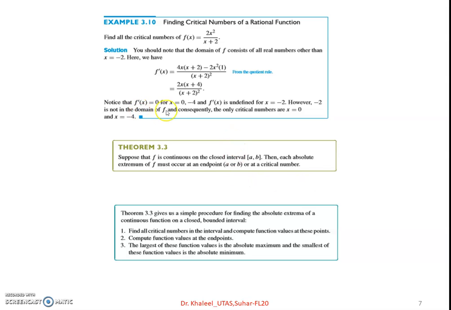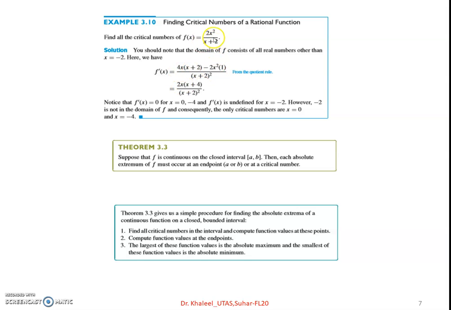Let's take this example where we are finding the critical number of a rational function. If you see the domain of this, since x plus 2 is in the denominator, I will equate it to 0, which will give me -2. So, x equal to -2 is not in the domain of this, because for x equal to -2, f of x is not defined. So, remember that x equal to -2 is not in the domain here.